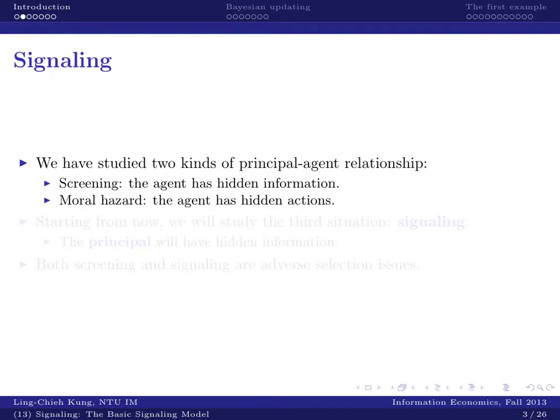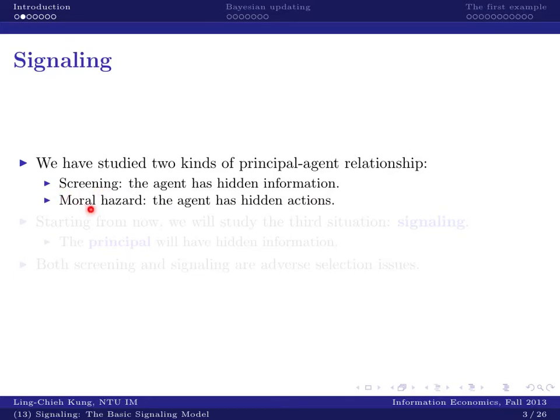So we have studied two kinds of principal-agent relationship. We have spent 4 weeks on screening problems. That is, the agent has hidden information. For example, the consumer knows his valuation, which is hidden to those principals that are firms, or a seller knows the private cost, but the buyer does not know it. Okay, those are some screening problems we have faced.